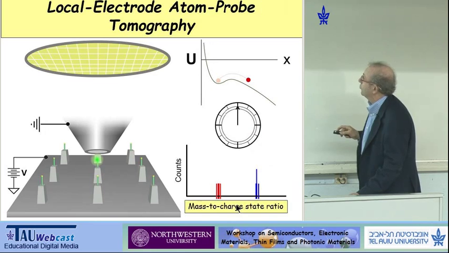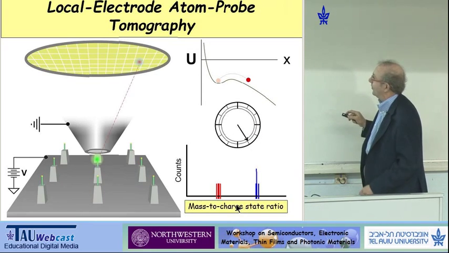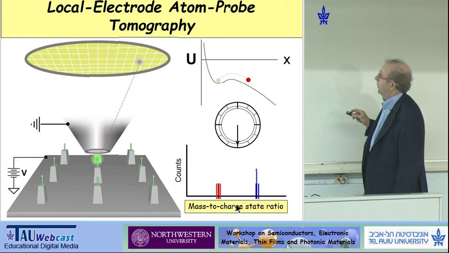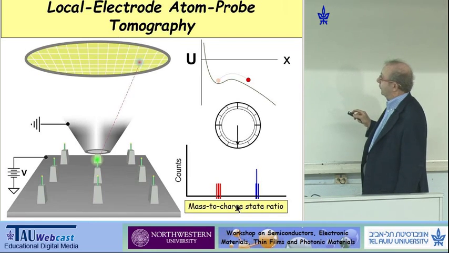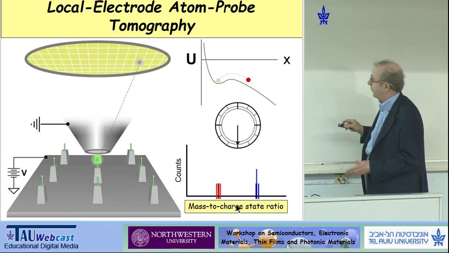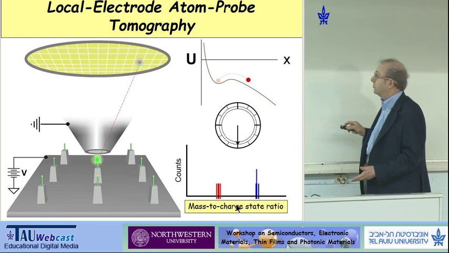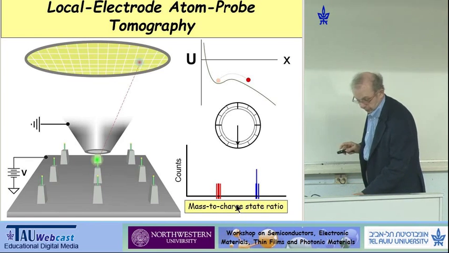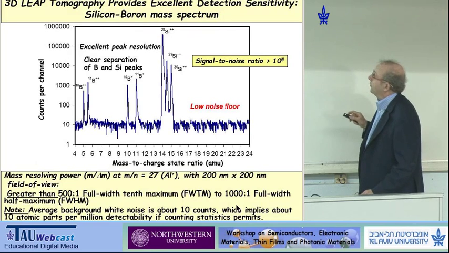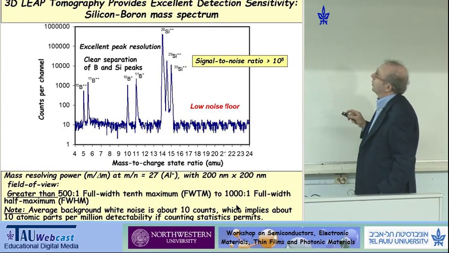And this is a highly controllable process, and you have an electronic clock, so to speak. The clock runs, and you then plot the number of counts for a given mass-to-charge state ratio, and this gives you a mass spectrum. This is your mass spectrum over here. Okay, now here's an example. It's a simple example, but it's an important one.